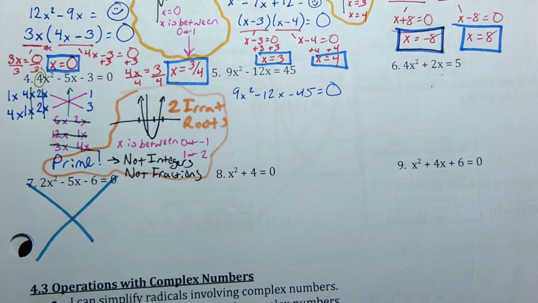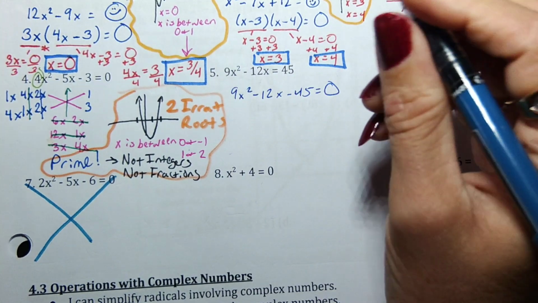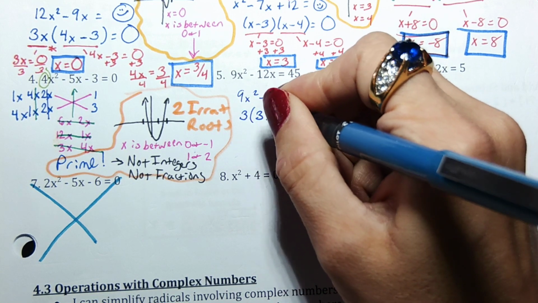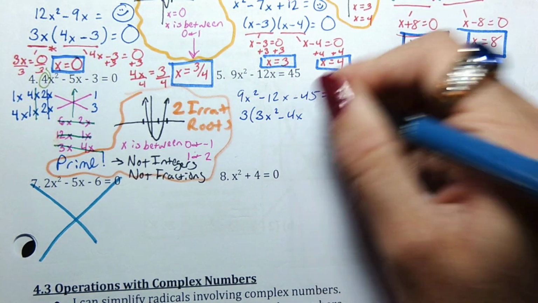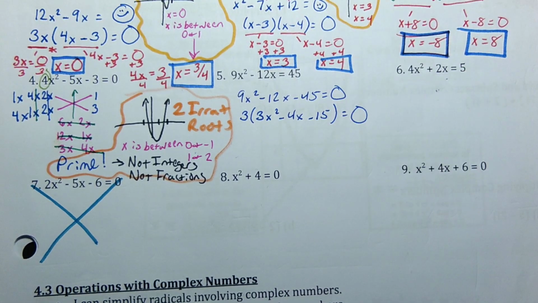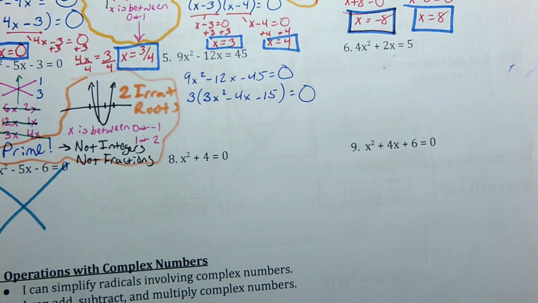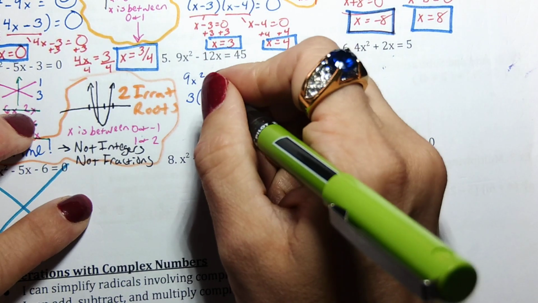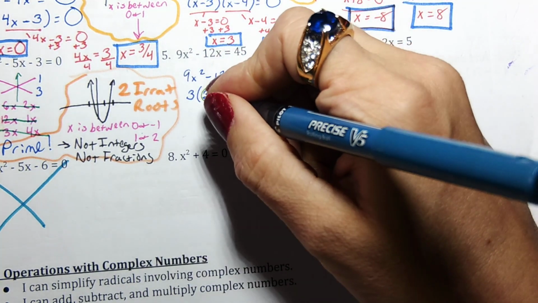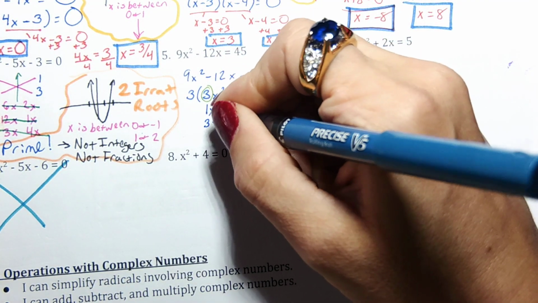What's the biggest thing I can take out of all of those? 3. So 3 is our GCF. That leaves us with 3x squared minus 4x minus 15 equals 0. Now, from here, we're stuck with that a value, which means we're going to have to do the x method to factor this. So I'm looking for a product of the first term, so 1x and 3x.